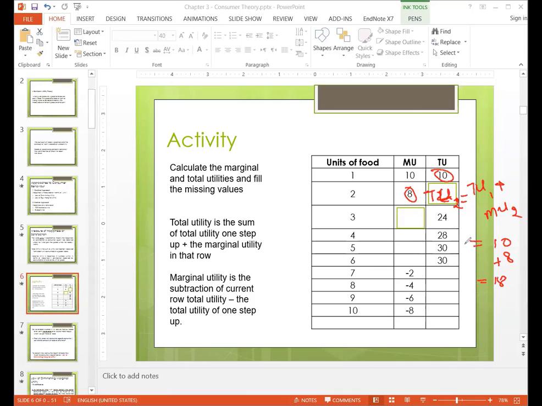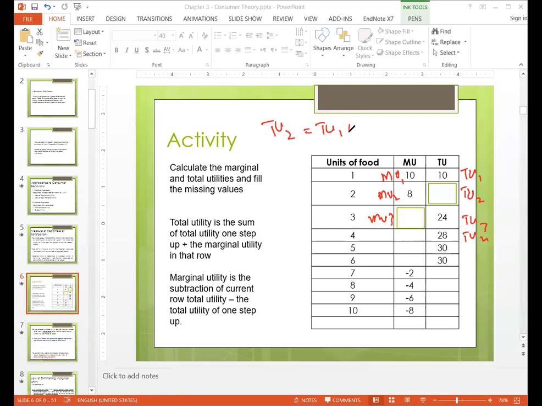So I have given you a symbol. Let me clear it again. First of all, I will add all the symbols. This term is total utility 1, total utility 2, total utility 3, total utility 4, and so on. This is marginal utility 1, marginal utility 2, marginal utility 3, and so on. So the formula is total utility 2 is equal to total utility 1 plus marginal utility 2. And we have the answer.